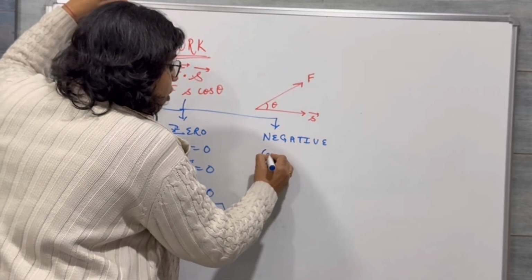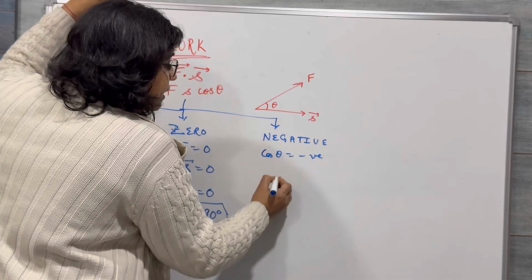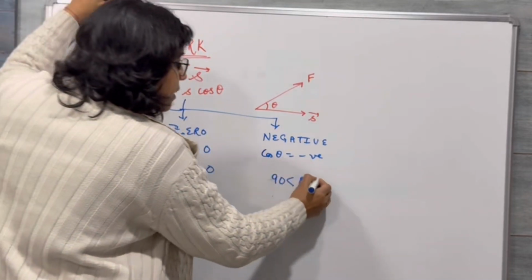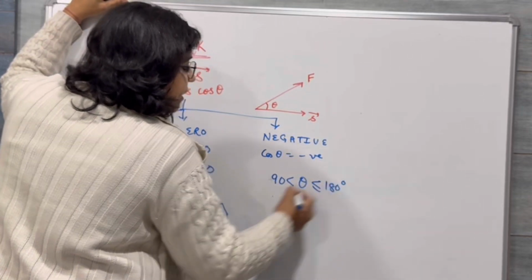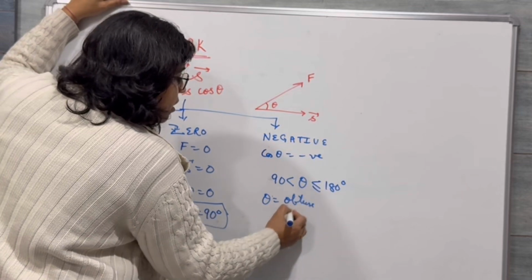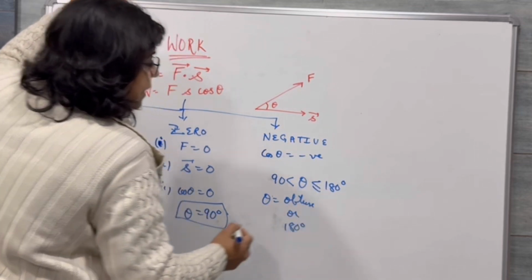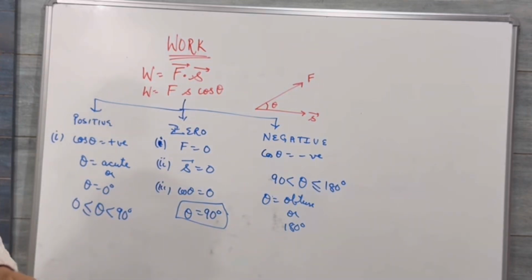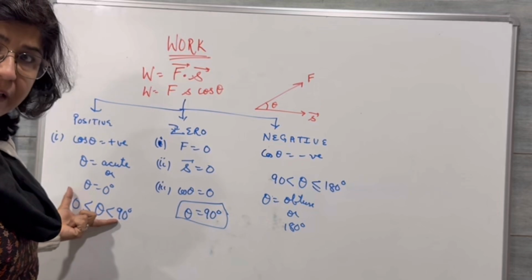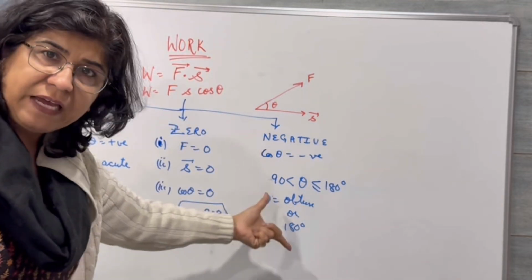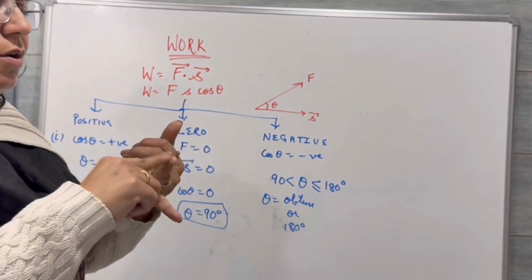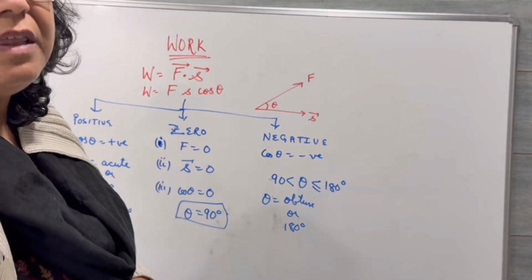Negative is when cos theta is negative. That is, your theta must be greater than 90 and less than or equal to 180 degrees. That means when your theta is obtuse or it is 180 degrees, then your work done is negative. So for work done positive or negative, you have to look at the angle. But if work done is 0, then you should have either displacement 0, force 0, or the angle should be 90.